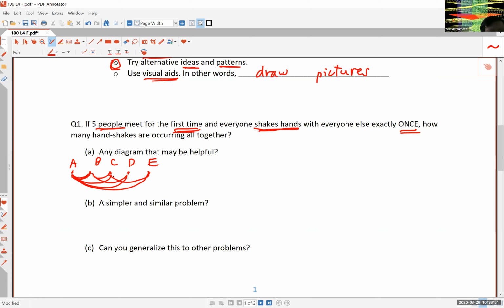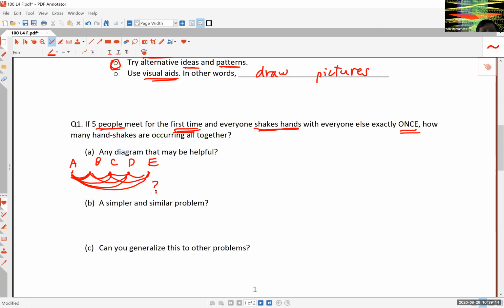C has already shaken hands with B and A, so these are already counted, but C and D have to be connected. D and E are already connected with C, right? And then D and E need to be connected. So that's okay. Now you have to count carefully how many handshakes there are. Maybe there's a better way to think about this.